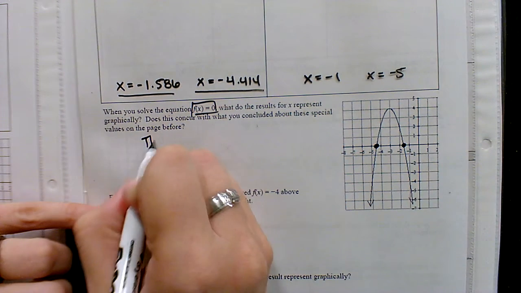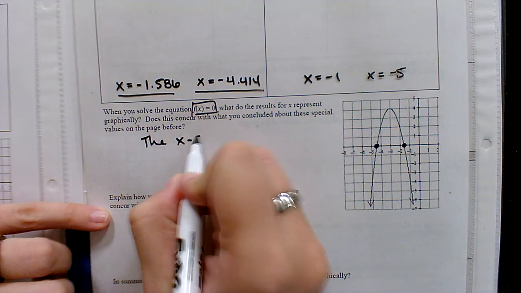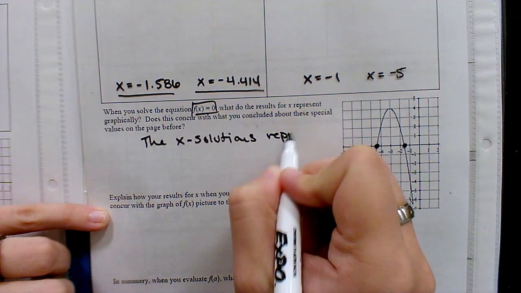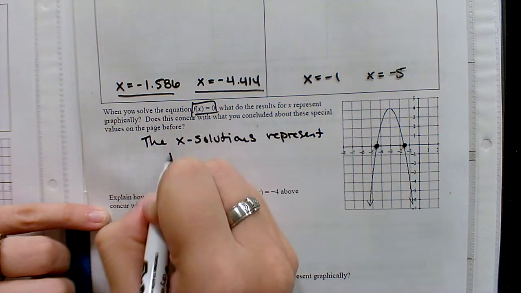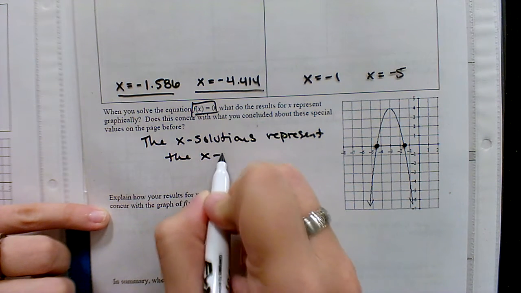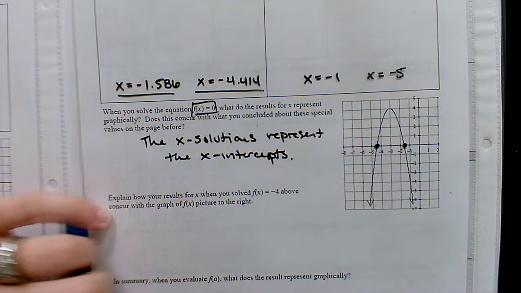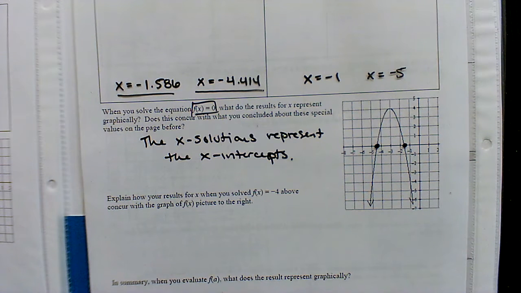So we'll say the x solutions represent the x-intercepts. But that's only for this first example. When the y value is 0, those are giving you the x-intercepts.